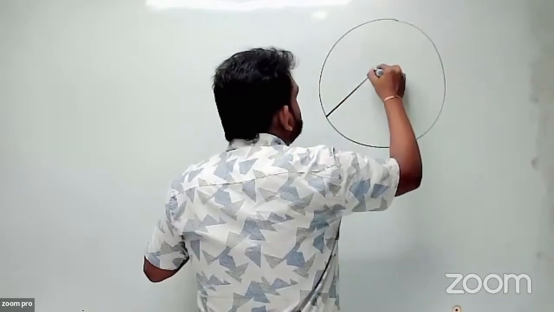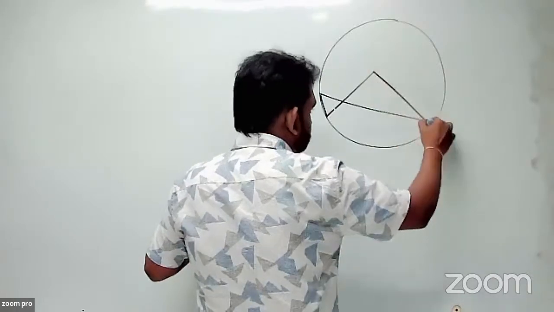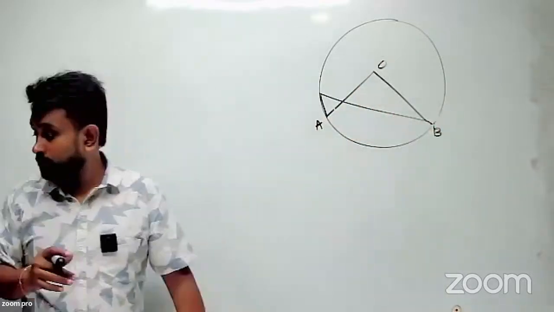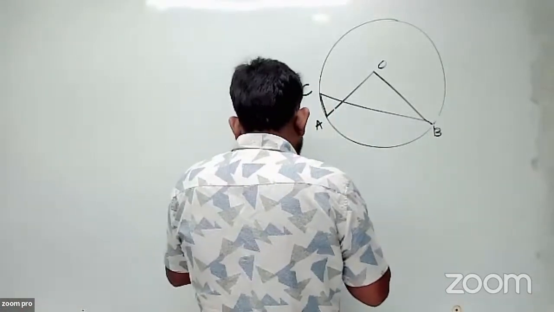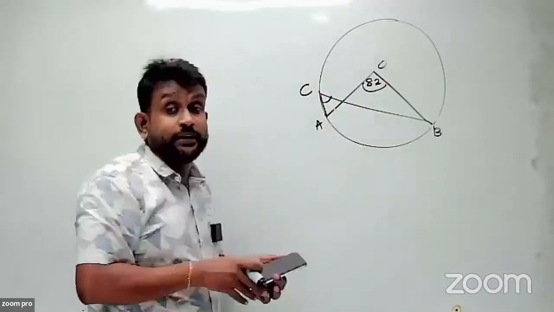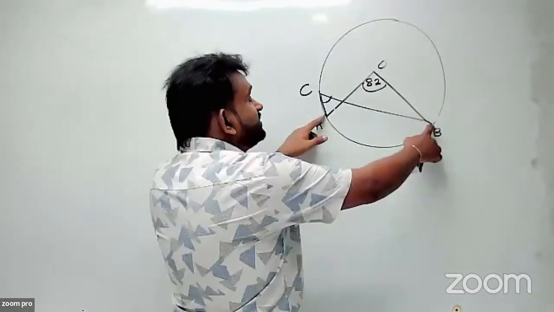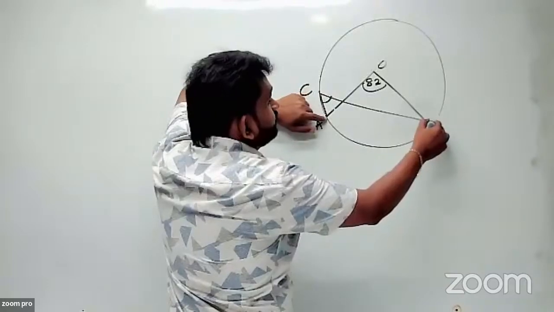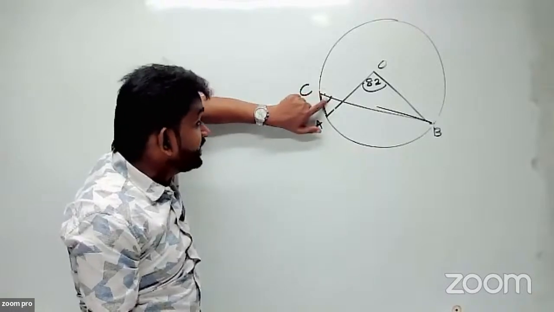Here the next question, that is also a very simple theorem. AOB, and here C is there. So what they are asking, AOB is 82, they are asking ACB. So that is a direct theorem application, right? From the AB chord, see there, the angle subtended at the center is what? 82. So from the AB chord, this is the angle subtended on the circumference, right? Same arc, center angle and circumference angle.